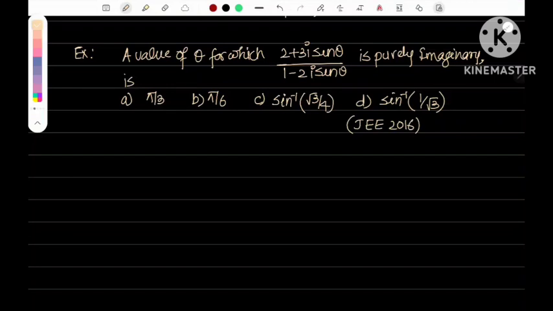Let us take another example. Find the value of theta for which (2 plus 3i sine theta) divided by (1 minus 2i sine theta) is purely imaginary. Then what is the value of theta? Pi by 3, pi by 6, sine inverse root 3 by 4, and sine inverse 1 by root 3. So this we will solve, and let me tell you which concept we are going to use here.